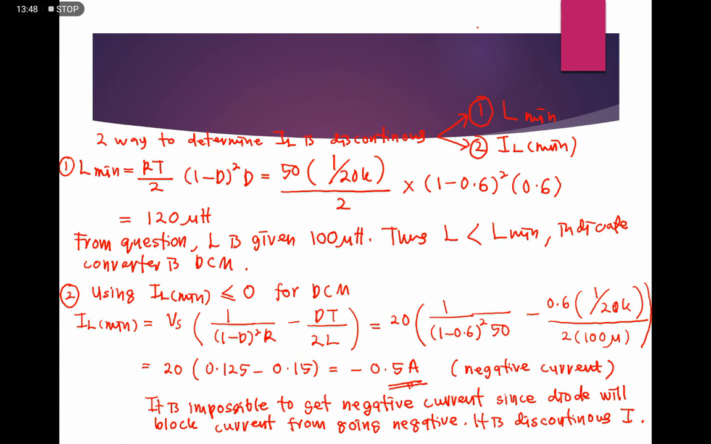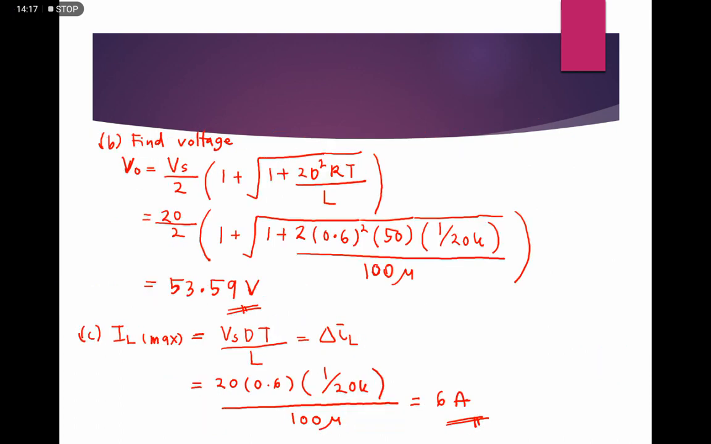Using this IL min equation here, we substitute all the values and then we solve the equation. So we get IL min equal to negative 0.5 A. Since it is less than 0, it will indicate that the inductor current is discontinuous. Okay, that is the answer for part A.